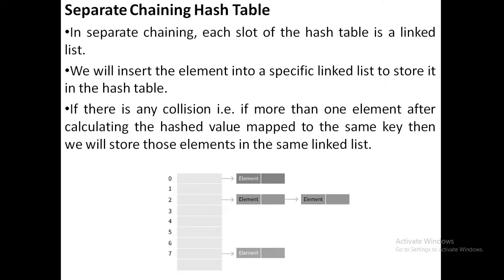In a separate chaining hash table, each slot of the hash table is a linked list. We can insert the element into the specific linked list to store it in the hash table. If there is any collision, that is, if more than one element after calculating the hashed value is mapped to the same key, then these elements are stored in the same linked list. So here the index 2 has two elements, and they are stored as a singly linked list.